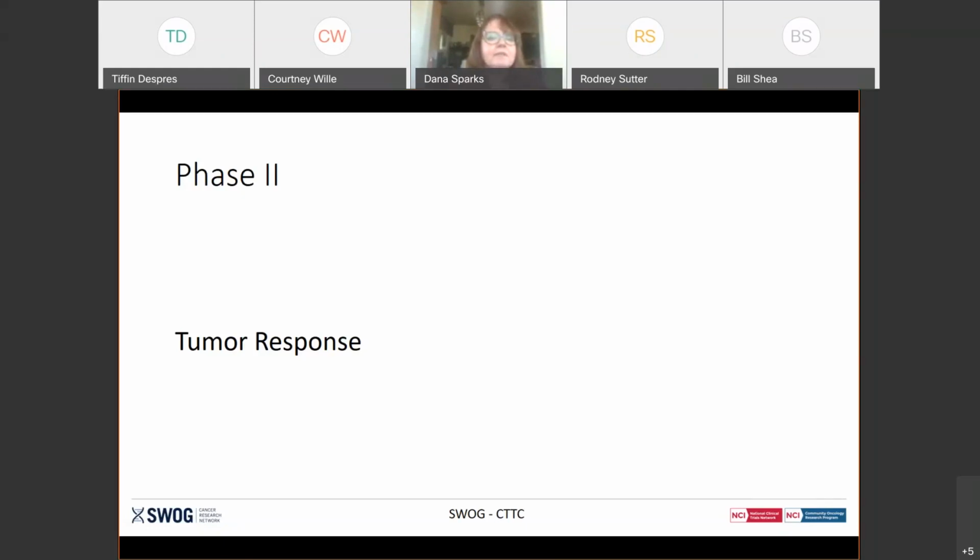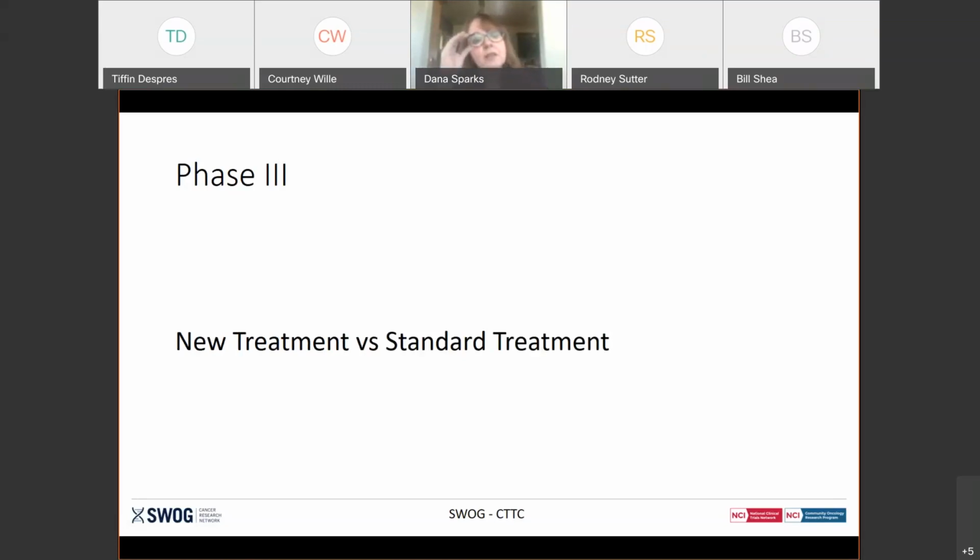Next slide. If a phase 2 study is successful and meets its endpoint in terms of effective tumor response, then it's likely that a phase 3 trial will be developed. And a phase 3 trial is intended to be the gold standard of comparing the new treatment versus the standard treatment.